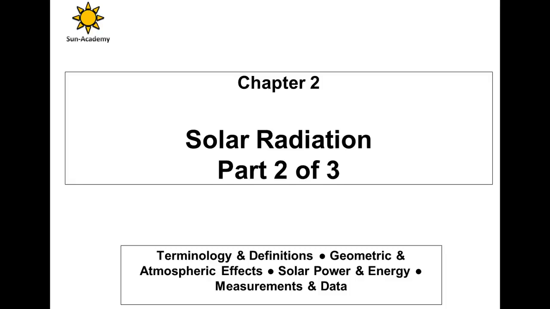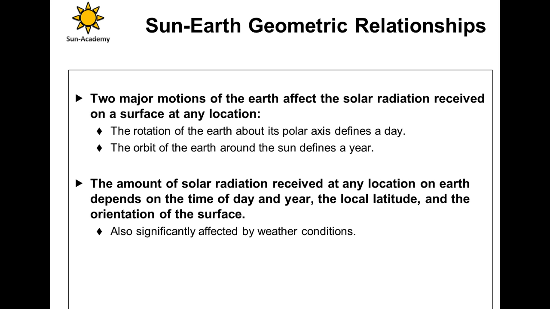Welcome to Solar Radiation Fundamentals for Solar Photovoltaic Systems, Part 2, which covers the effects of the Earth's movement and atmospheric conditions on the solar energy received on the Earth's surface. The Earth's movement and changing angles between a surface on Earth and the Sun's rays affect the amount of solar radiation received at any time of day and year.